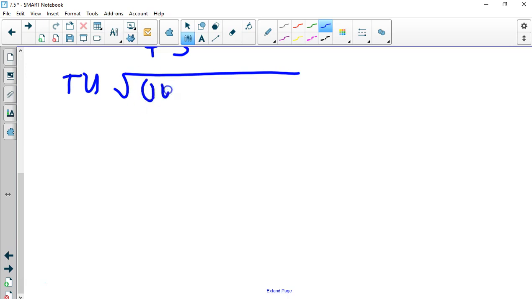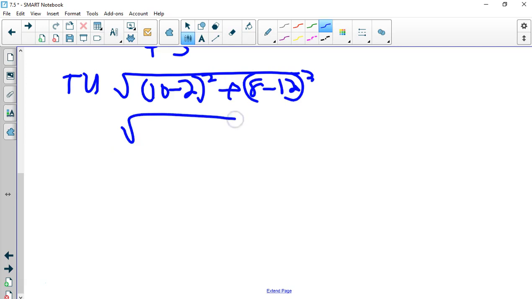And that's going to be 10 minus 2 squared plus 8 minus 12 squared. 10 minus 2 is 8, squared is 64. 8 minus 12 is negative 4, but remember when we square that, it's a positive 16. So that means it's the square root of 80. Now right off the bat, you can tell they're not equal, which we're not trying to find out, but we know they're not equal to each other. But these are the bases. So we need to simplify this.